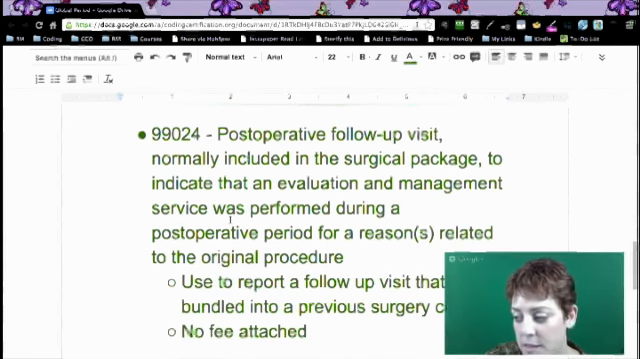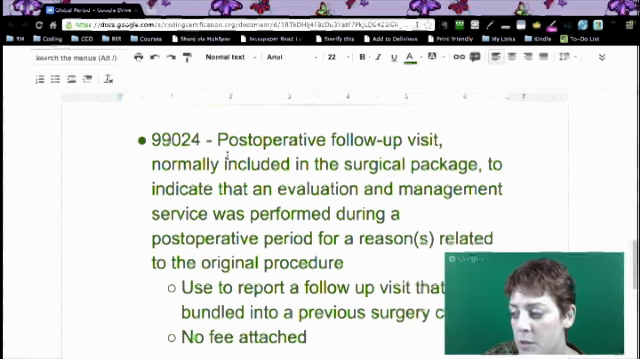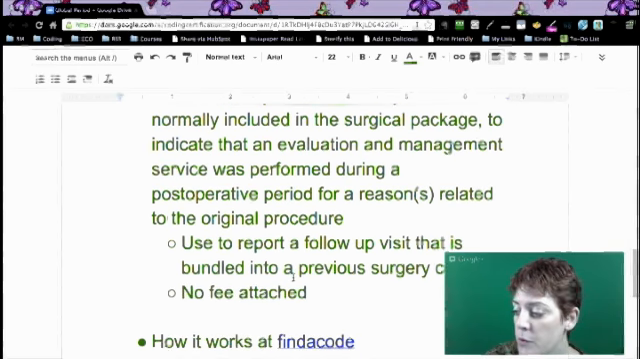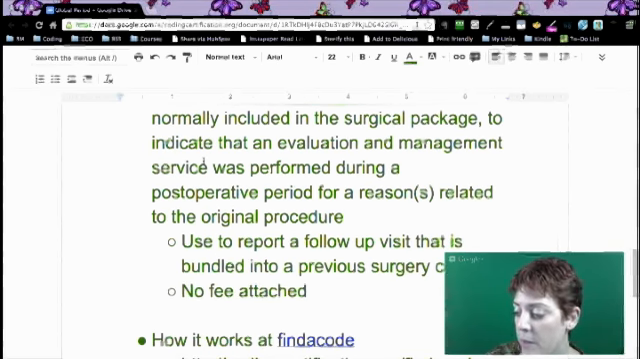Now, there is a code in the medicine section, 99024, post-operative follow-up visit, normally included in the surgical package, to indicate that an E&M service was performed during a post-op period for a reason related to the original procedure. So even though you're not going to get money for that code, some insurance companies want to know that visits were being provided. In addition, it's good tracking in the physician's office. They need to put something in that the patient was there. It's kind of like OB, but the reverse. All the pre-delivery codes are bundled into antepartum care. There's no fee attached to that code, by the way.